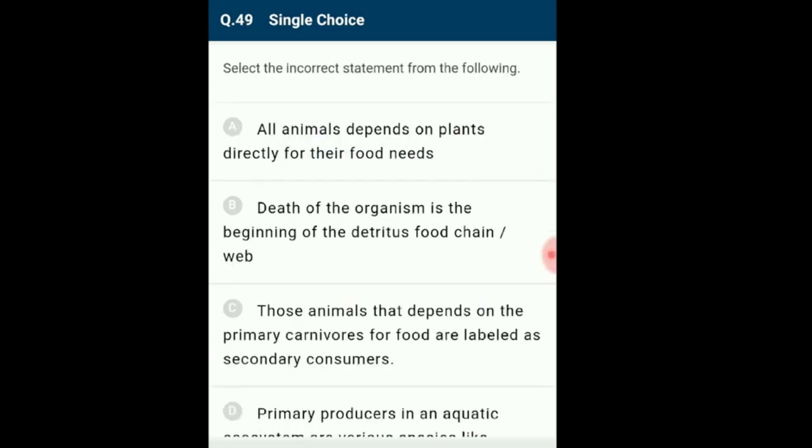Select the incorrect statement from the following. All animals depend on plants either directly or indirectly for their food needs. They are hence called consumers and also heterotrophs. Animals that depend on primary consumers for food are labeled as secondary consumers. The energy trapped by the producers is passed on to the consumers, or the organism dies. Death of the organism is the beginning of the detritus food chain. So the answer for this question is option A. All animals depend on plants directly for their food needs. That is the incorrect statement.